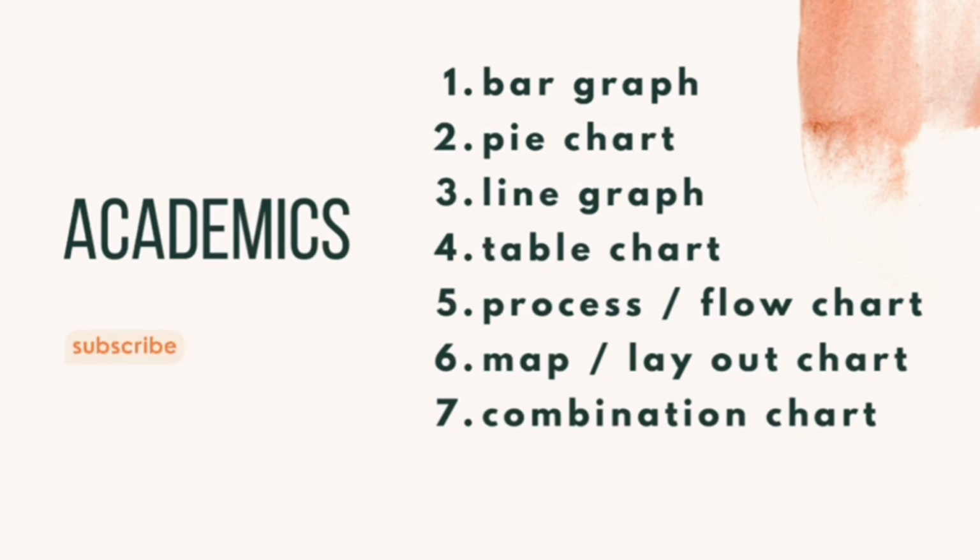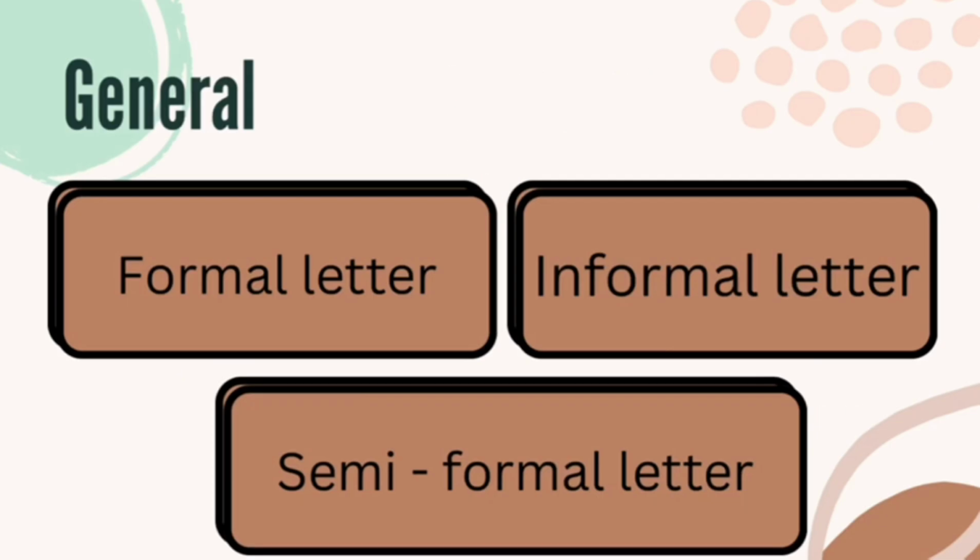Table chart. You have a process, or you can say it is a flow chart. A map is also called a layout. A combination chart can be named a combo chart. In a combo chart, there is a mixture, that means a question could have one or two different charts which you're supposed to compare. Of course, when there are so many different kinds of graphs and charts, they have their own set of vocabularies, which one has to mention for a higher band range.